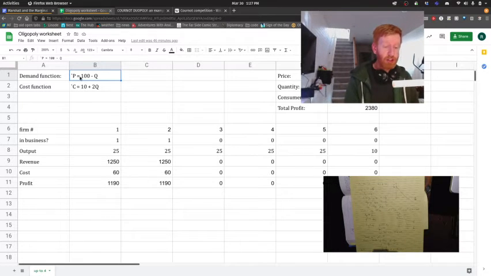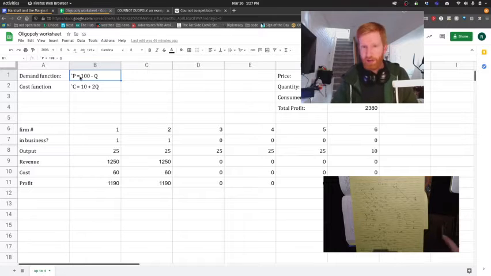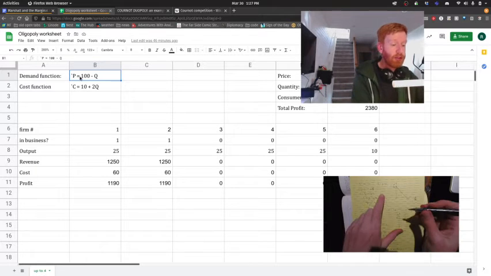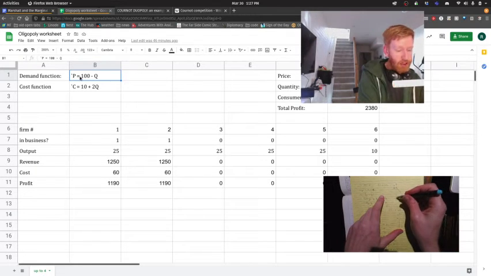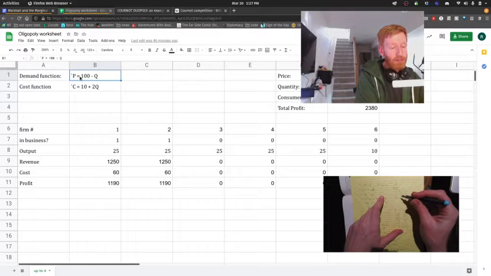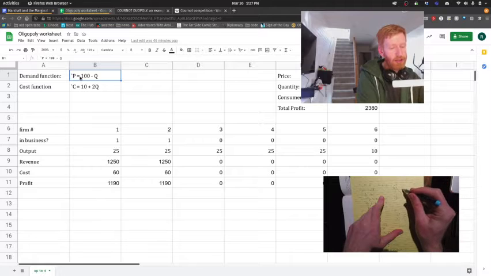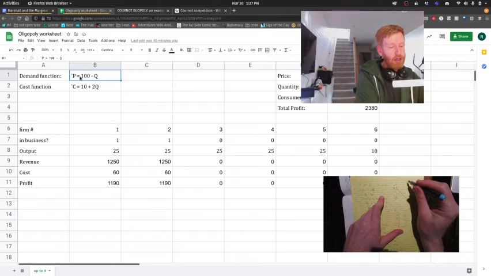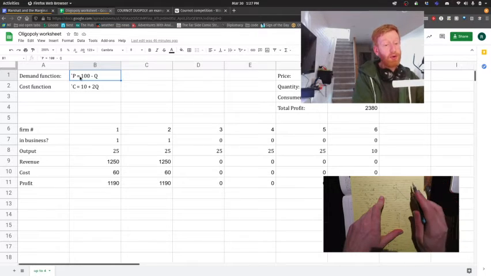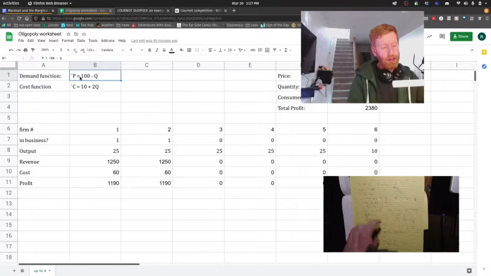Our cost function for any given firm is 10 plus 2Q. So they've got some fixed cost at 10, and then every unit they make, they are adding $2. So the slope is going to be twice as steep. So you'd want to hit 210 by the time we're up here. So we pull that down. And here, that is our cost for any given firm.